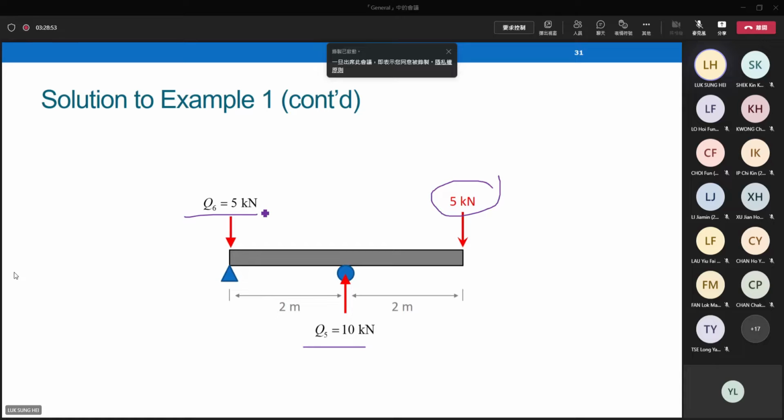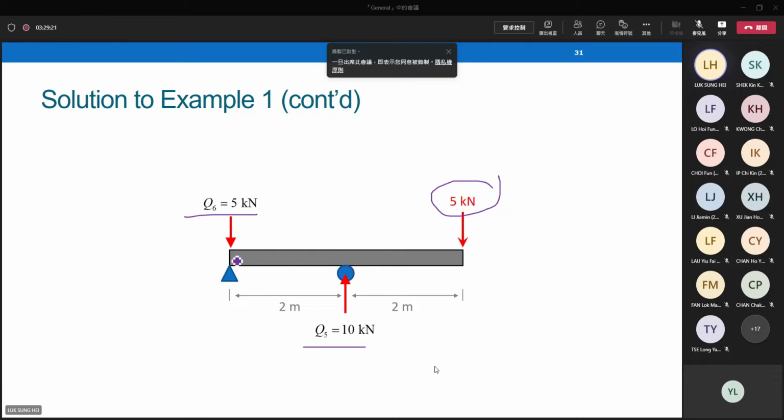Actually, this is the answer for this Example 1. In Example 1, we just asked you to find the reactions of these structures. But I will go further. If I ask you to draw the shear force and moment diagram for these structures, you need to know how to do it. If you know the reactions, just like this picture, I think it's not that difficult. Then how to draw the shear and moment diagrams?